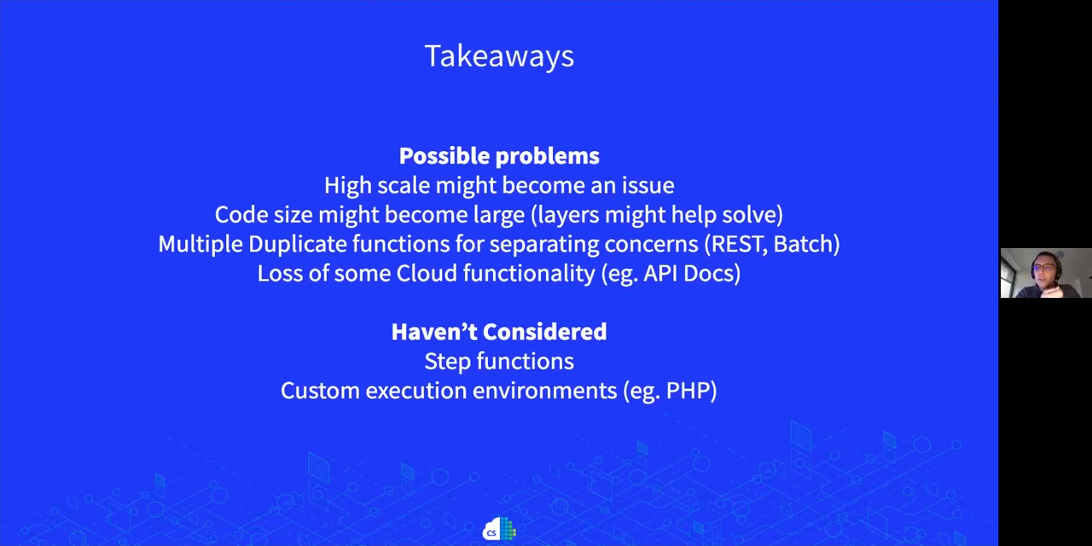And then you will lose some of the cloud functionality, like, for instance, the API gateway documentation, which it generates when you register routes there. But you do gain lower migration costs by not using them. I haven't considered step functions yet, which might be weird with this approach. And then custom execution environments, for instance, PHP underneath. In order to run PHP, you need to build a custom execution environment.